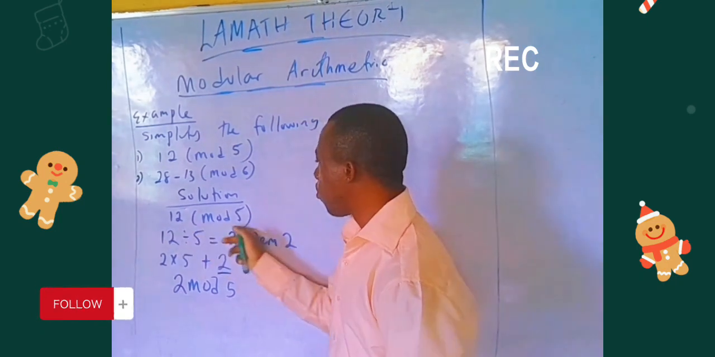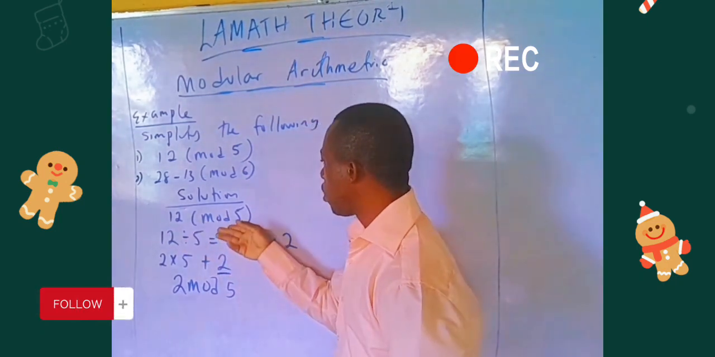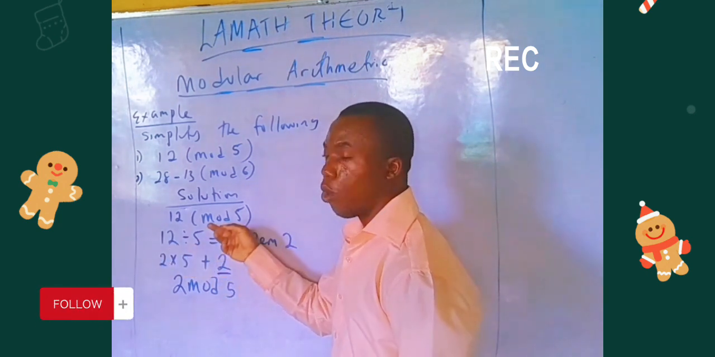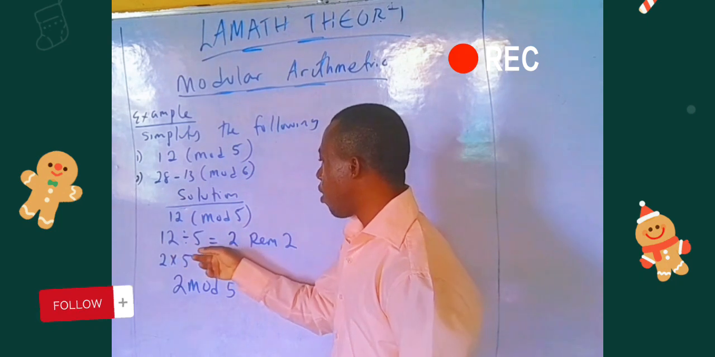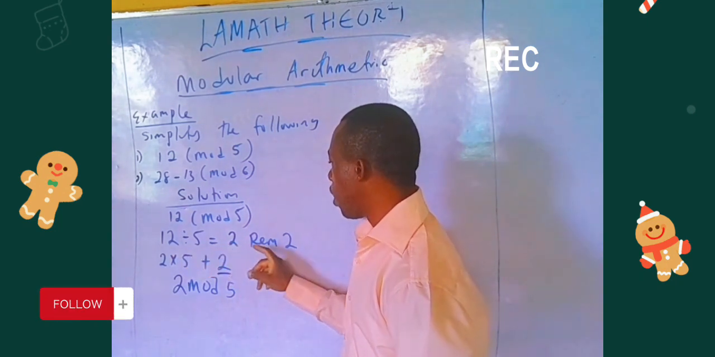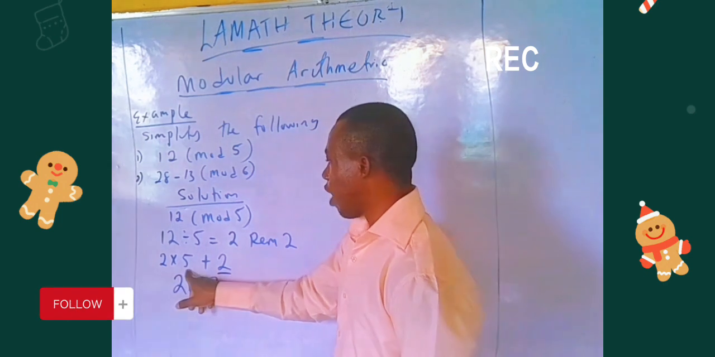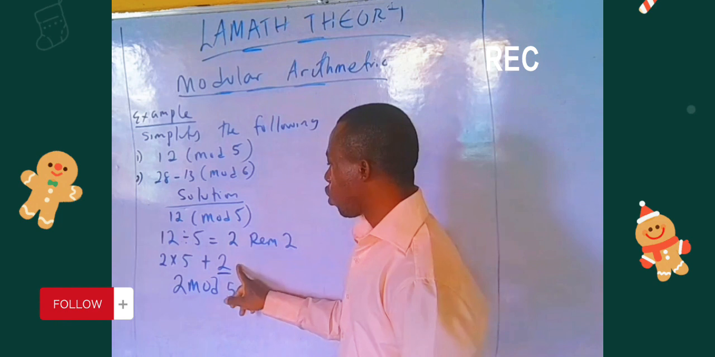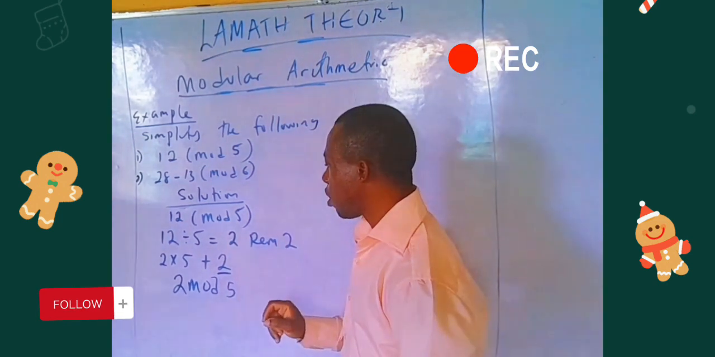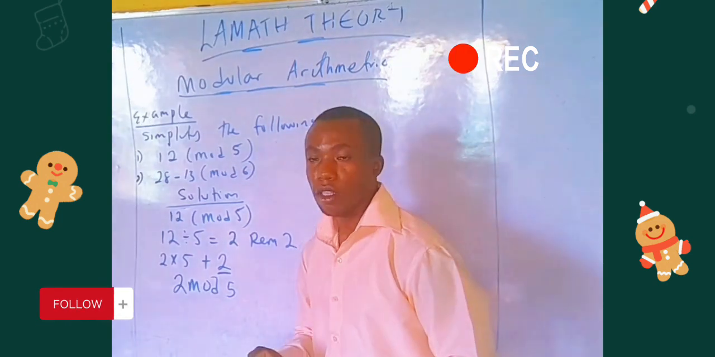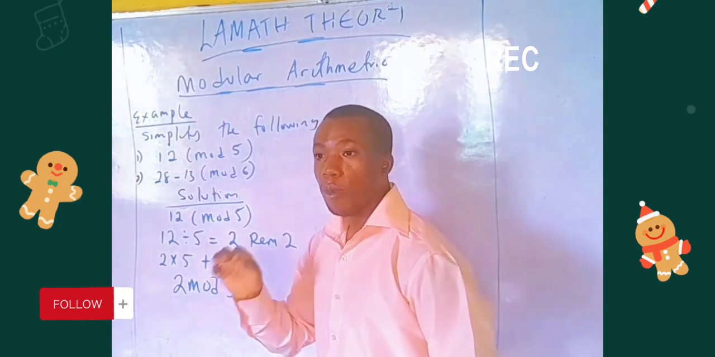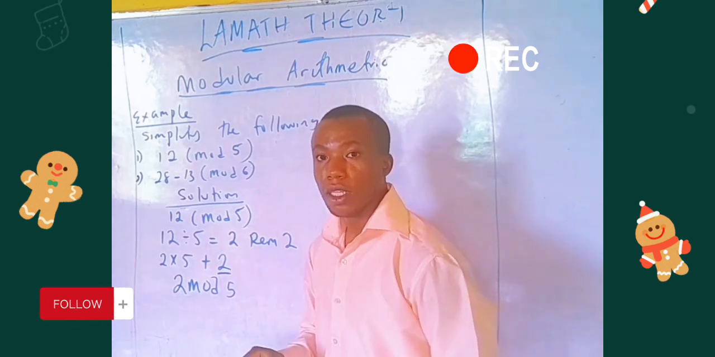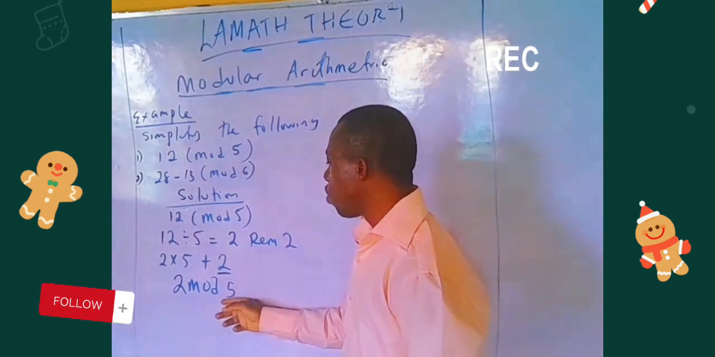So we have 12 modulo 5. Under this, we can easily simplify: 12 divided by 5, which is our modulus, giving us 2 remainder 2. Now 2 times 5 is giving us 10, then 10 plus 2 is 12. But we are focusing on the remainder aspect. That is the reason why I'm saying that under modular arithmetic, focus on the remainder of the modulus. So we have 2 modulo 5.